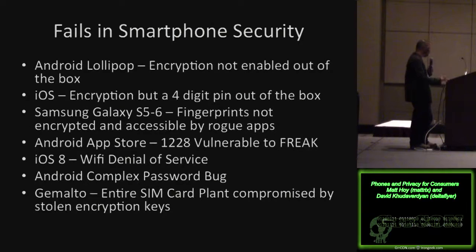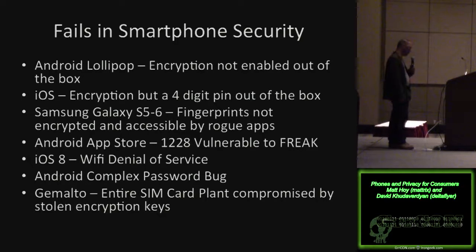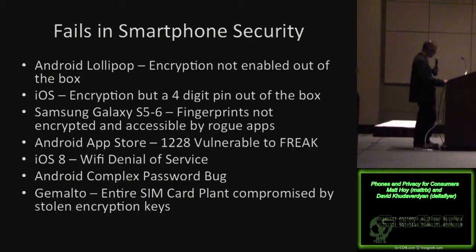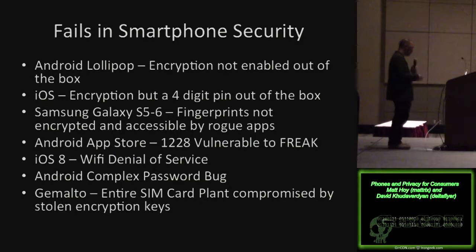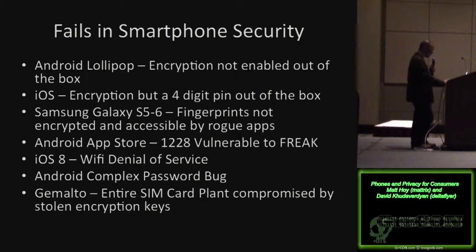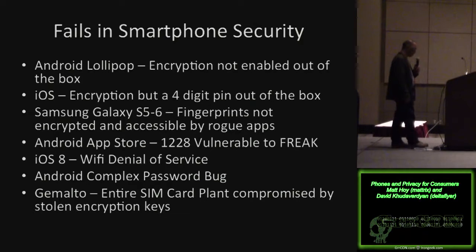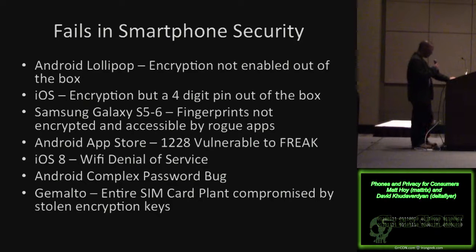Fails. Android Lollipop basically doesn't turn encryption on out of the box. iOS does. They fixed the 4-digit PIN out of the box. Somebody must have listened to my talk the last time I gave it. The Android App Store has a handful of applications that are vulnerable to Freak, OpenSSL, and TLS issues. iOS 8 was finally fixed with 9. The complex password bug was an issue and needs to be addressed. And essentially, what we have is a series of massive security fails.